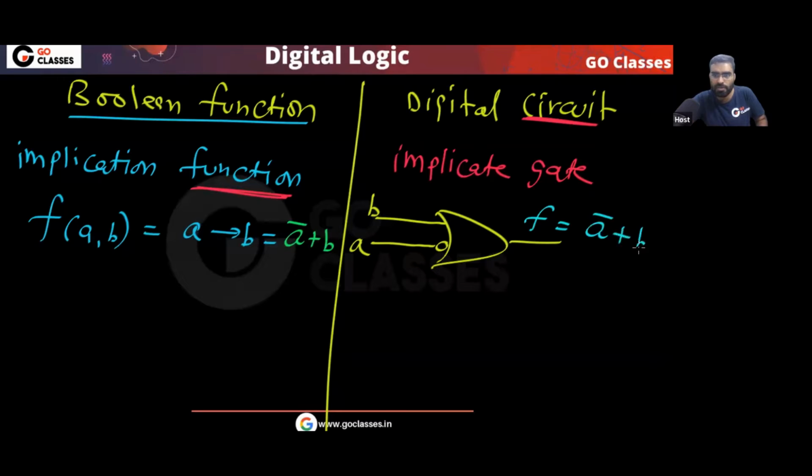That is A bar or B. Please tell me, did you understand? This is your implication gate, right? Yes or no? Your implication gate will look something like this because that is your A bar or B. So this is your implication gate.